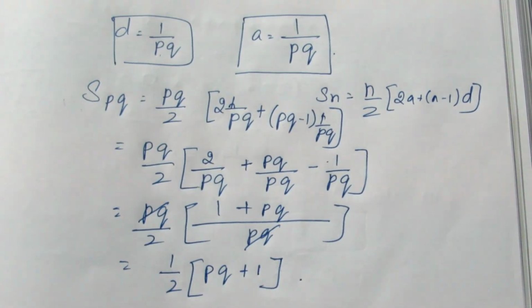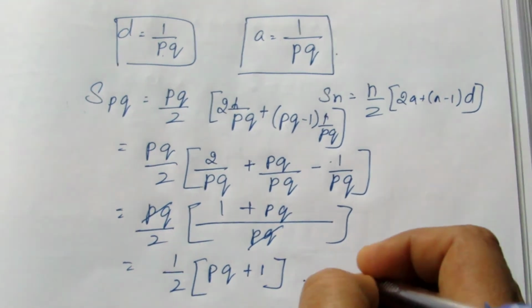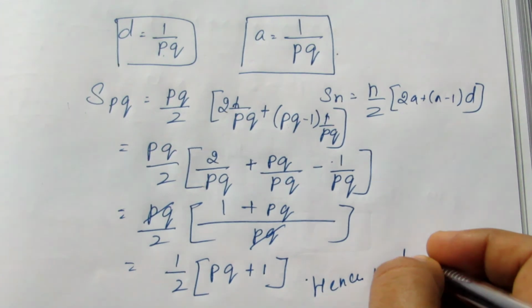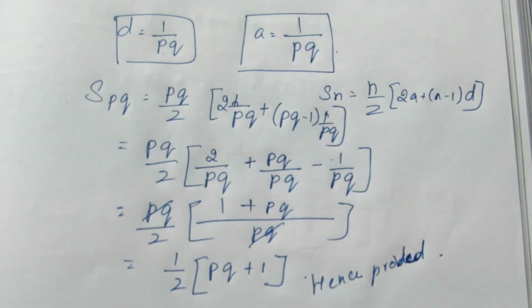This is what we needed to prove. We have proved it. So hence proved. LHS equals RHS. So we have proved it. So that's all with the sum.